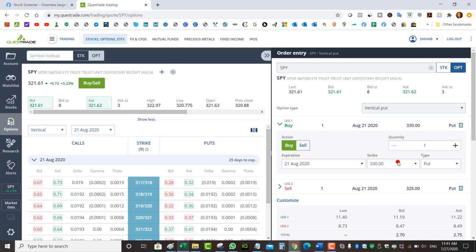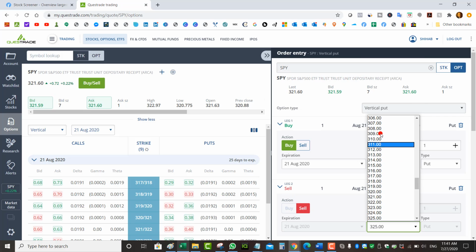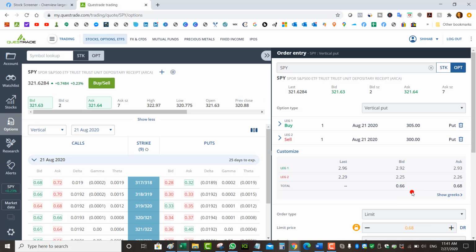Now, if I really think SPY is going to drop to 300, I could buy the 305 strike and then sell the 300 strike. You can see I'm going to pay 66 cents to get in, but my max profit is $4.40. And that happens if SPY is trading below 300 come August 21st. So obviously I've got a smaller chance of that happening, but if it does happen, I'm going to get paid nicely. So that's the trade-off when you choose your strike selections.